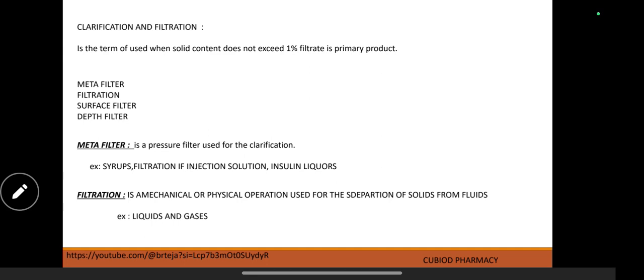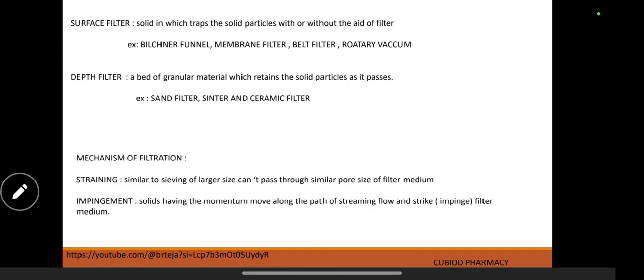What is a meta filter? Meta filter is a pressure filter used for clarification, for example, syrups, filtration of injection solutions, insulin liquids. This is called meta filter. What is the meaning of filtration? Filtration is a mechanical or physical operation used for the separation of solids from fluids, for example, liquids and gases. This is called filtration.